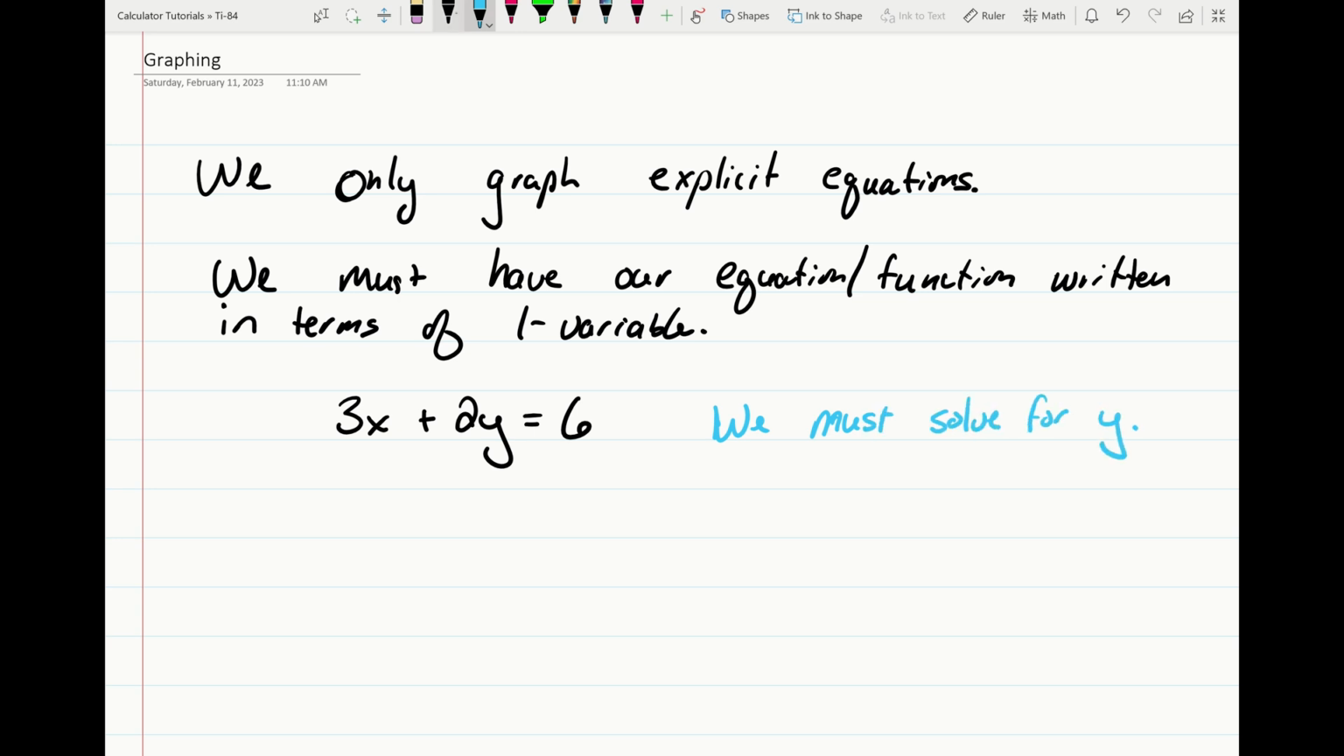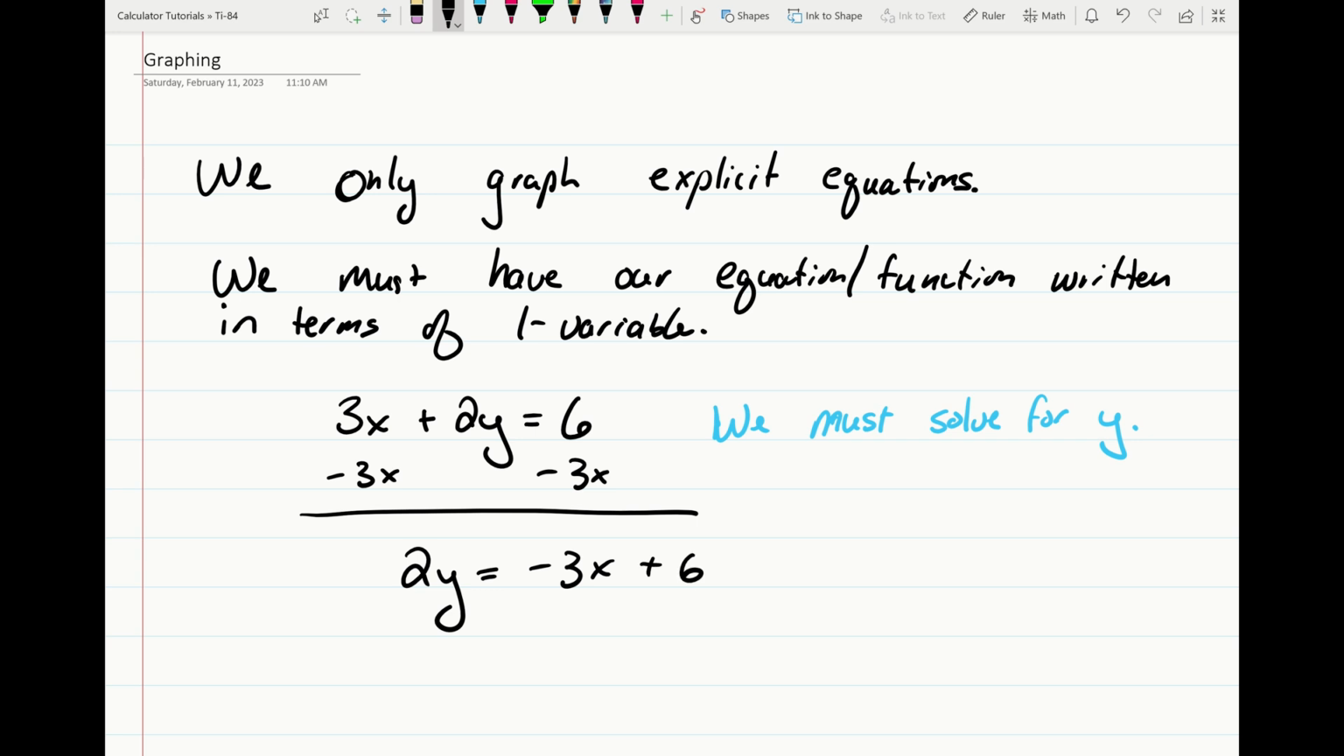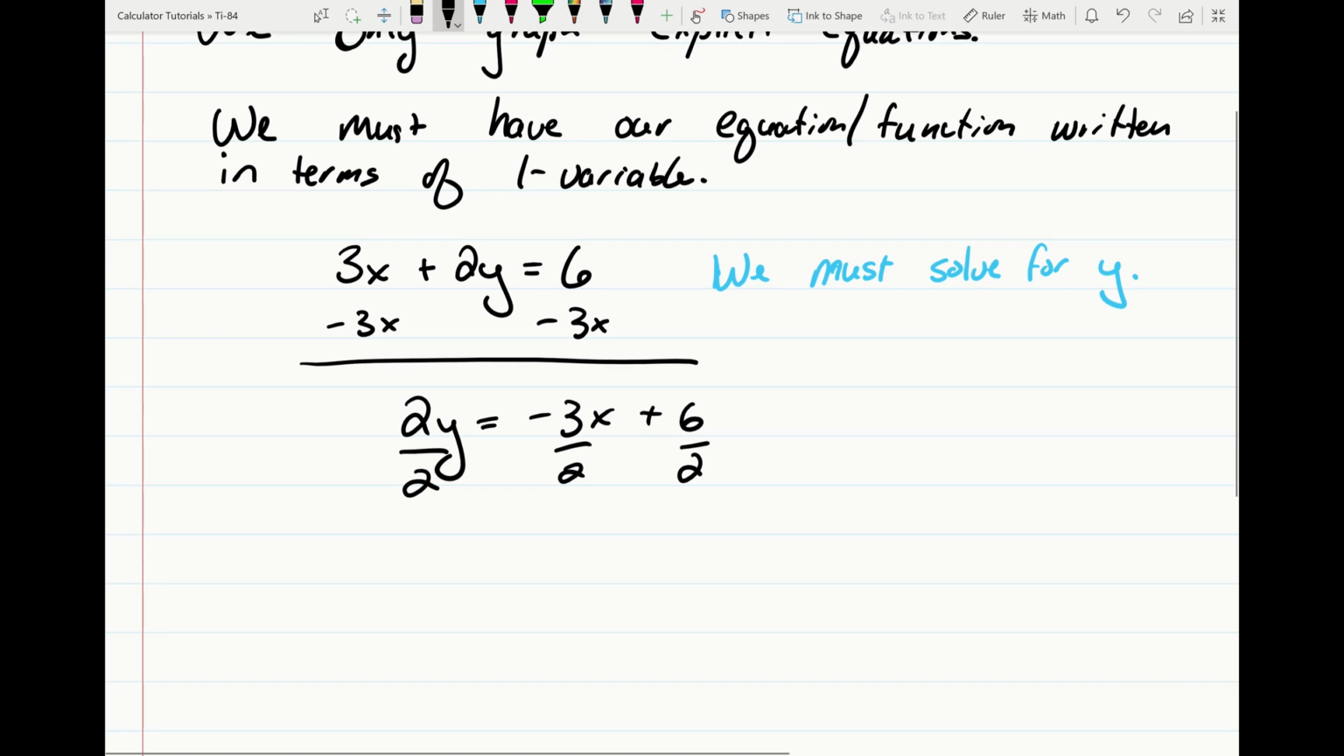So in order for us to do this, what we got to do is first subtract 3x from both sides. And then next, we're going to divide everything by 2. So this gives us y equals negative 3 over 2x plus 3.